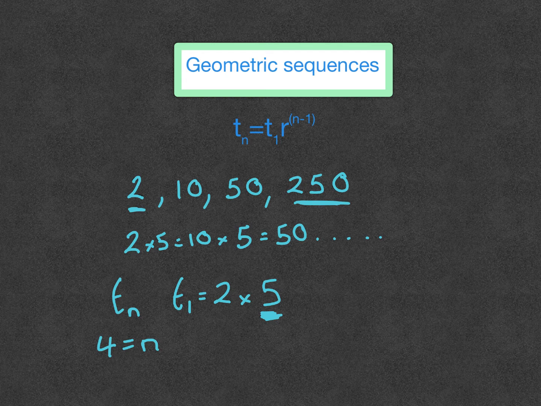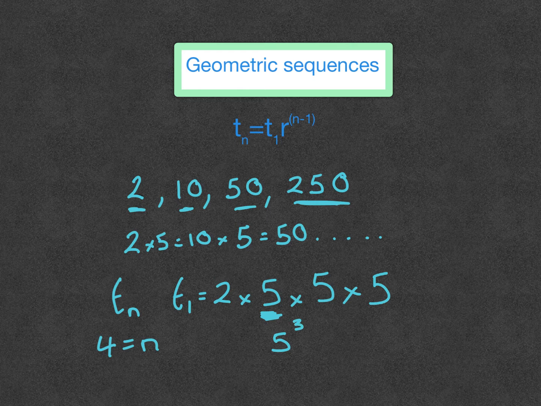But to get from 2 to 250, we're not just multiplying by 5 once, but we're multiplying by 5 1, 2, 3 times. So we're taking 2, we're multiplying it by 5 to get to the 10, we're multiplying it by 5 again to get to our 50, and we're multiplying it by 5 again to get to our 250. So what we've done is we've taken T1 and we've multiplied it by 5 3 times. Remember, 5 times 5 times 5 can also be represented as 5 to the power of 3.